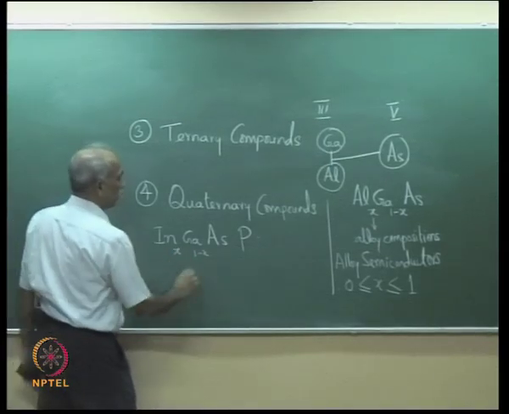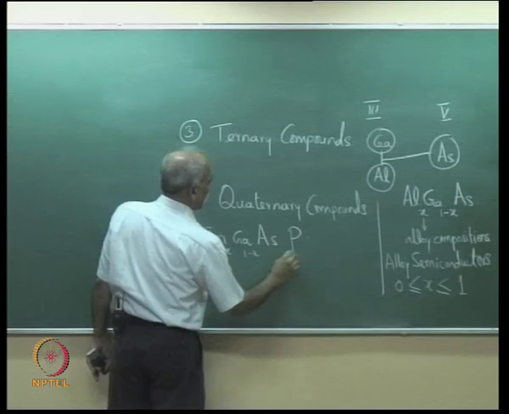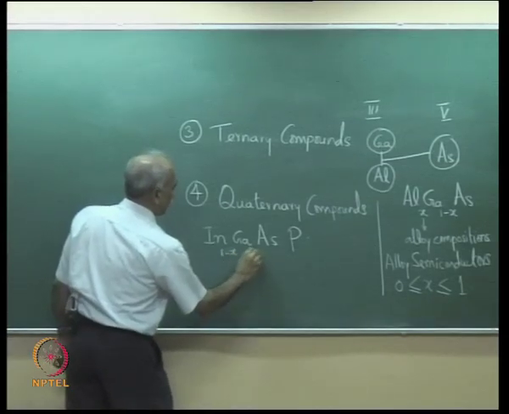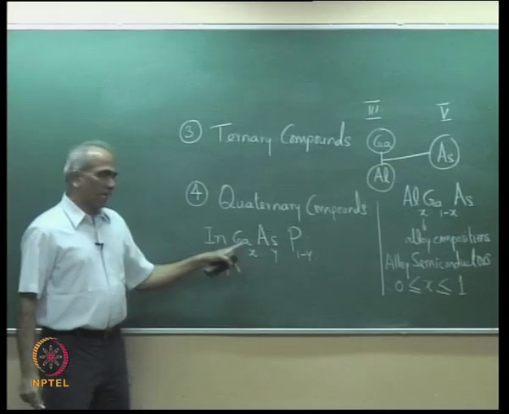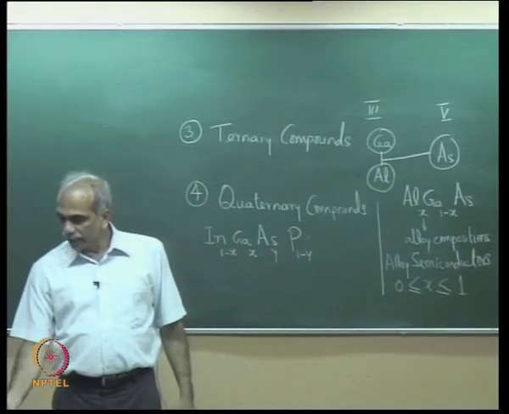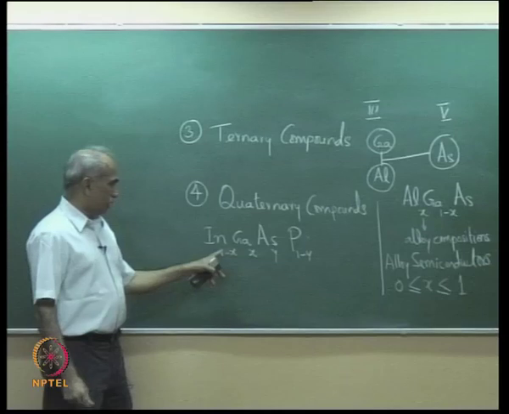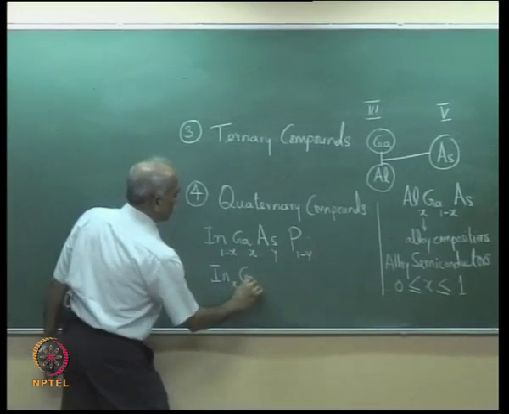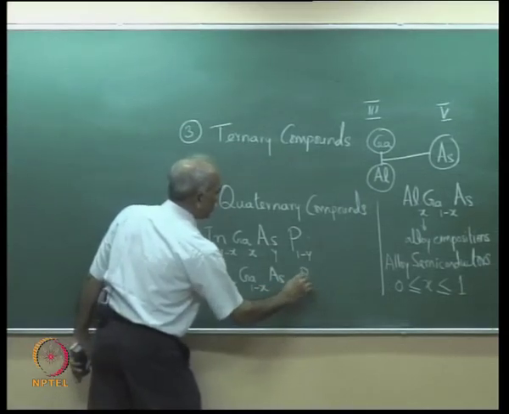Most of your laser diodes for optical communication are fabricated by this material, indium gallium arsenide phosphide. Indium and gallium from group 3. See the table. Indium and gallium are from group 3, and arsenic and phosphorus are from group 5. So even the quaternary compound is from a 3,5 compound, but this could be written in this fashion, or it could also be, let's see what is the difference between these. Ga_(1-x) In_x As_(1-y) P_y.